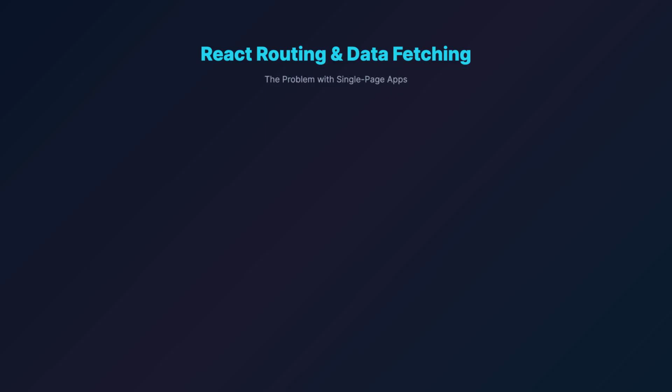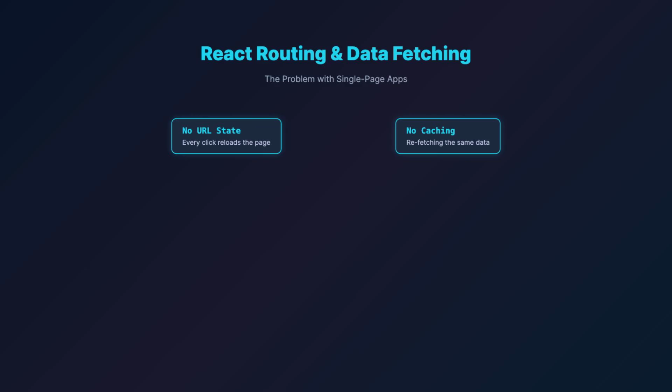TaskFlow has components, it has state, it has hooks, but every feature lives on a single page. Click a task and the whole app re-renders. One settings change, another re-render. There is no URL state, no back button, no bookmarks. And the data is fetched on every mount.